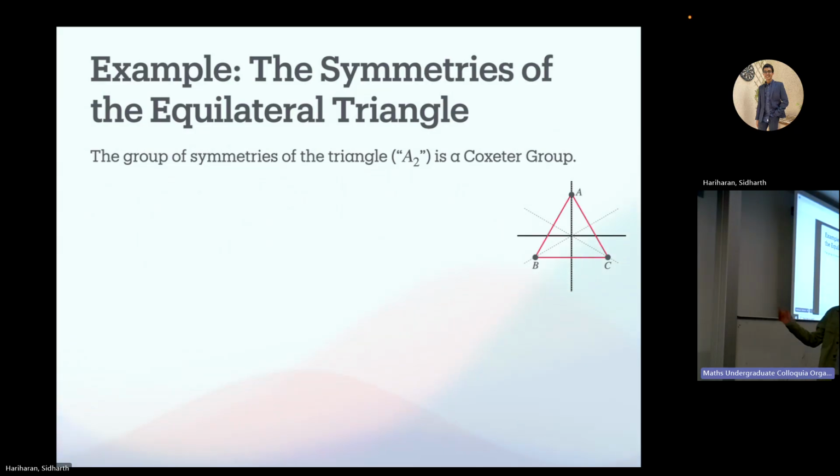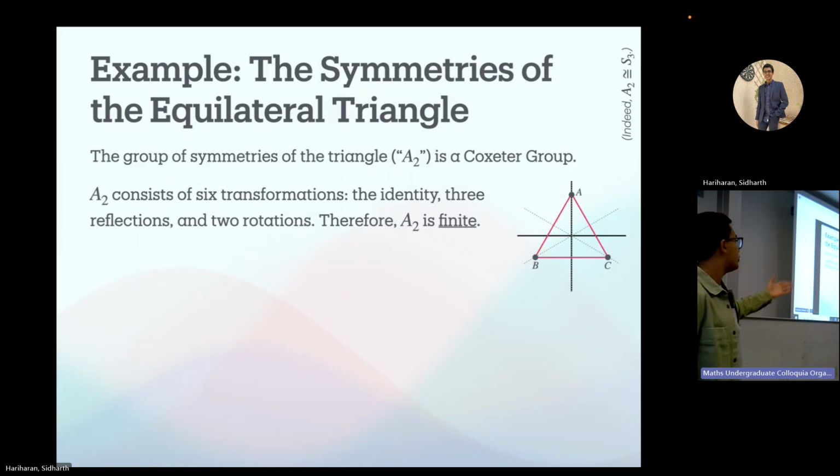And the point is that if you reflect about these, you get back the triangle, right? So A2 consists of exactly 6 transformations. One is the one where you don't do anything. There are 3 reflections about these gray dashed axes, and there are 2 rotations. You can rotate by 120 degrees, and you can rotate by minus 120 degrees, because 2 rotations by 120 is 1 rotation by minus 120, and so on.